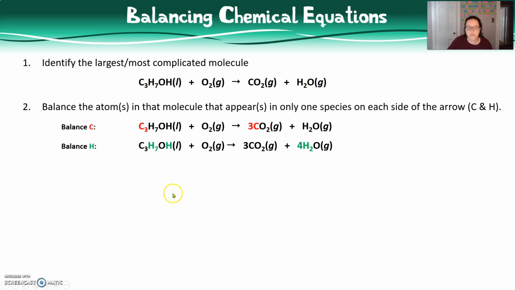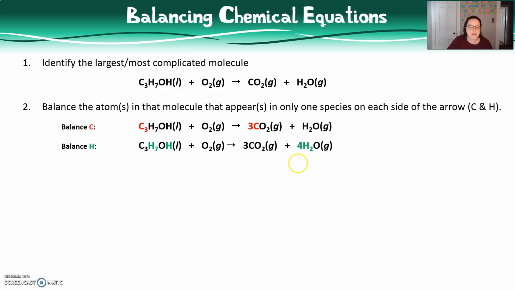Since there are 3 carbon atoms on the reactant side, then a coefficient of 3 is placed before the carbon dioxide on the product side to ensure there are 3 carbons on the product side. Since there are 8 hydrogen atoms on the reactant side, then a coefficient of 4 is placed before the water on the product side to ensure there are 8 hydrogen atoms on the product side.